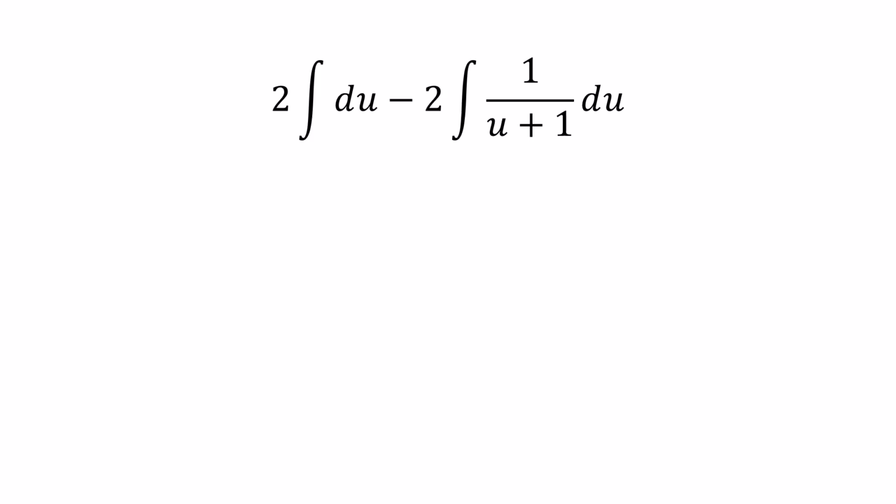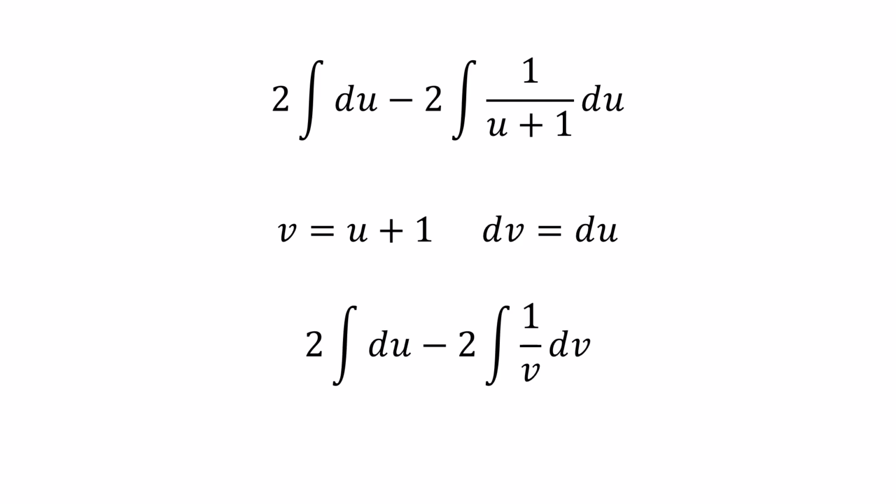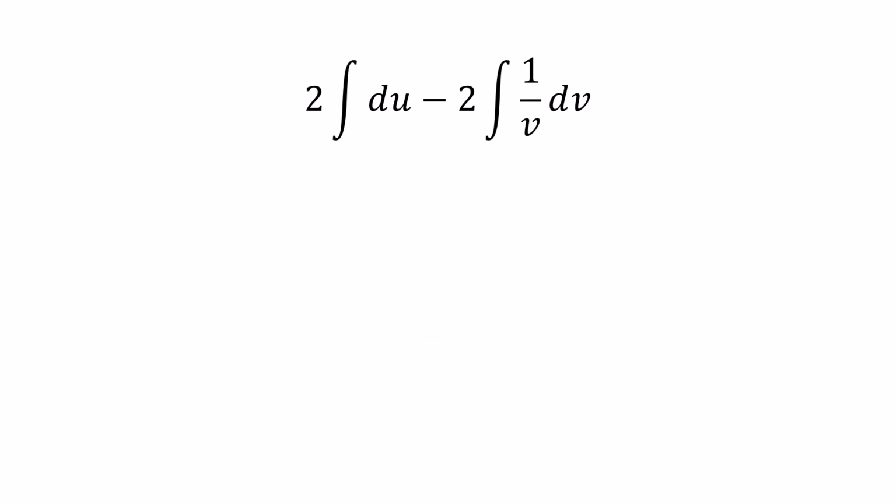Next, we let v equals u plus 1. The differential is then dv equals du. Plugging into the second integral then gives 2 integral du minus 2 integral 1 over v dv. Integrating gives 2u minus 2 ln absolute value of v plus c.